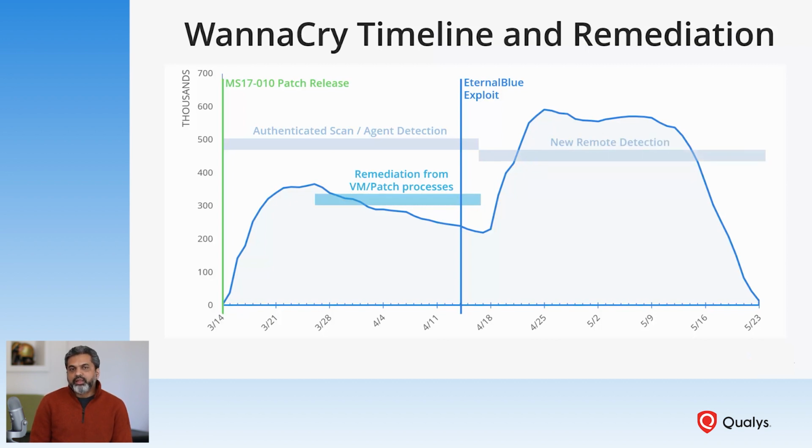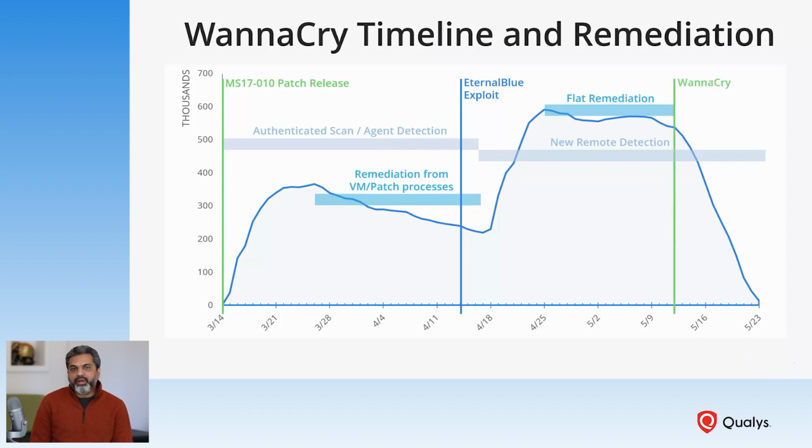Just to again highlight that there are still a lot of organizations out there that are not doing authenticated checks and continuous checks with agents, and so the detection rate went up, but then you can see the remediation still sort of stayed flat because people were not prioritizing their vulnerabilities properly, and that led to a good amount of time.